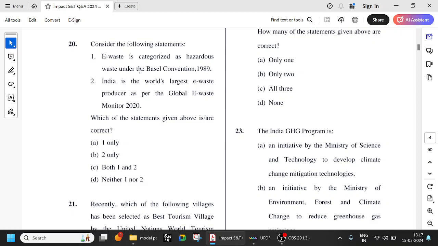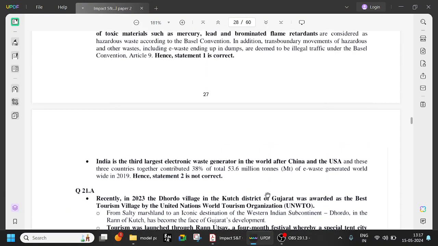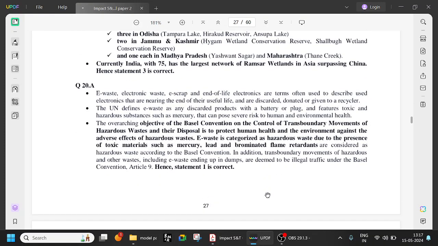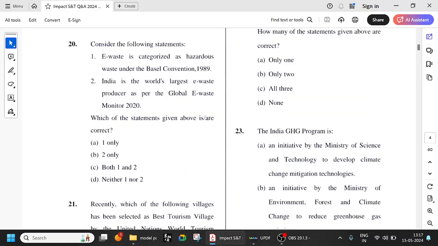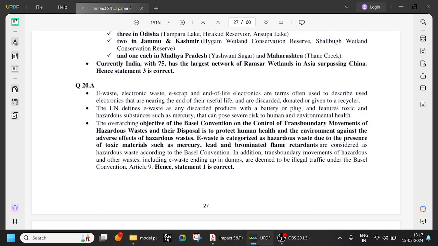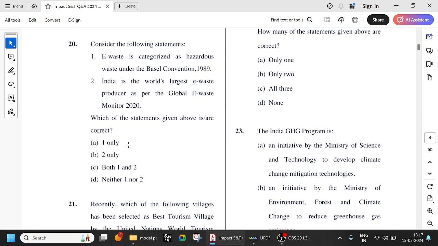E-waste is characterized as hazardous waste under the Basel Convention of 1989. So, when is this Basel Convention? It is not given anywhere, but statement 1 is correct. So, remember this. E-waste is categorized as hazardous waste under Basel Convention. That is correct. India is the world's largest e-waste producer as per the Global E-Waste Monitor 2020. So, this is wrong, right? India is the third largest e-waste producer. First comes China, then comes the US. So, the answer is A, which is 1 only.